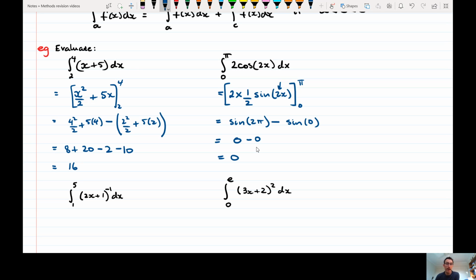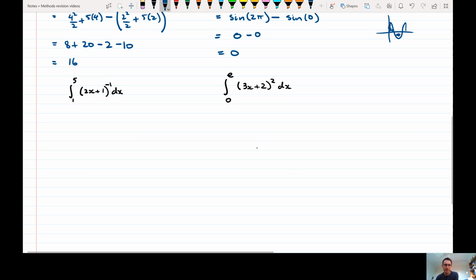Now if I was asked to find the area between this curve and the axes, that would be a problem because we know a cosine graph does that. So I can see there's area happening here, but because there's no application to area, that doesn't matter.